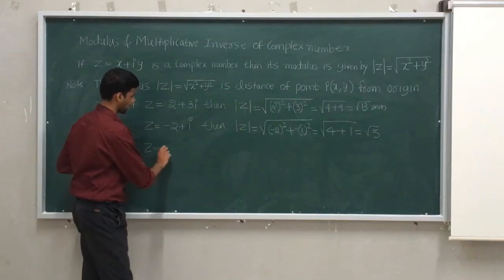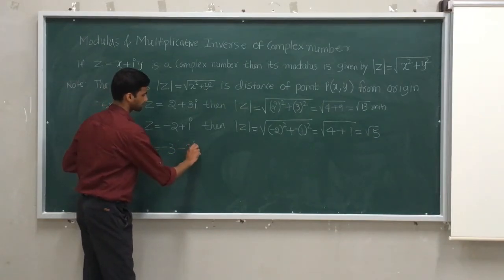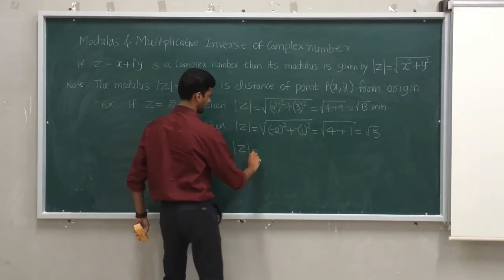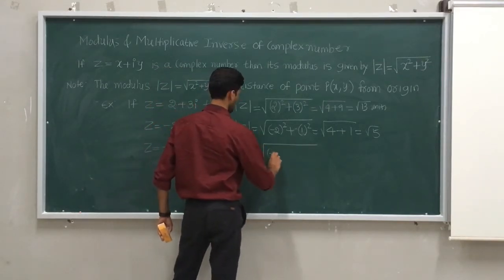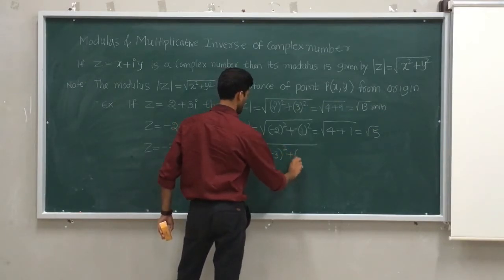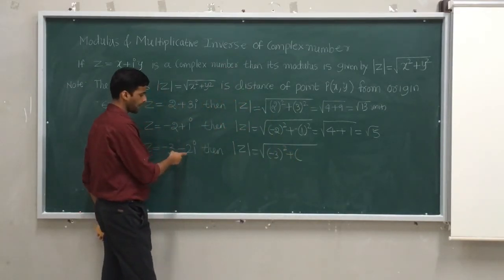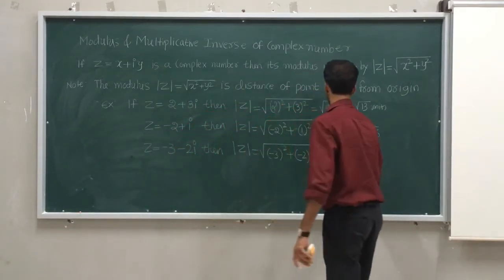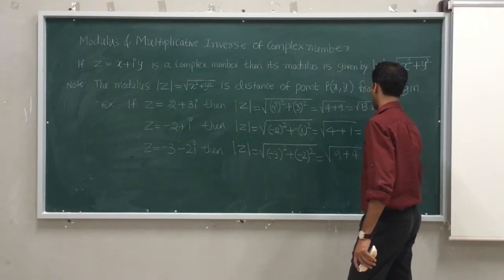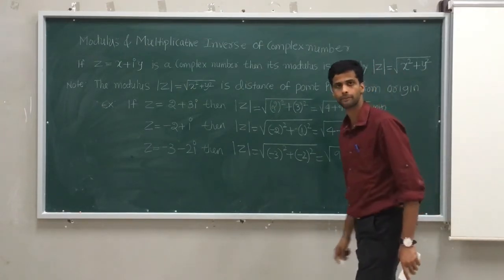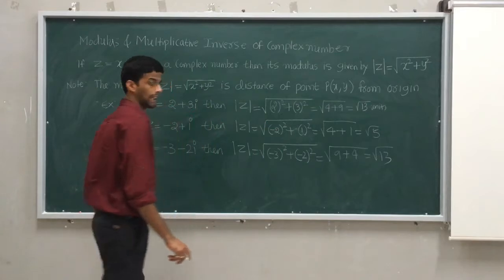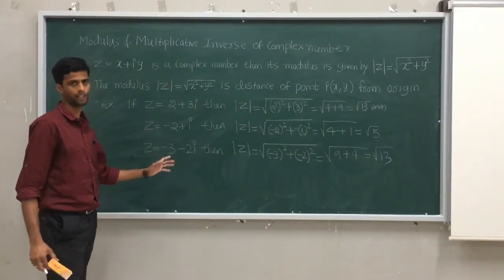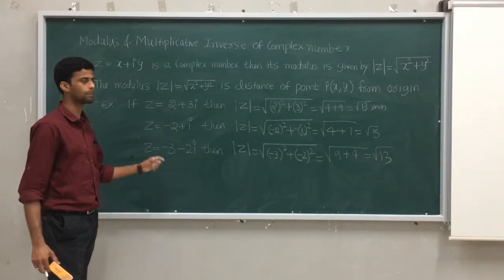If you have another question, minus 3 minus 2i, then mod z is equal to the square root of (minus 3) the whole square plus, what is the coefficient of i? Minus 2. So I'll write it as (minus 2) square, which is nothing but 9 plus 4, which is root 13. This is the way to calculate the modulus of a complex number. Do it systematically. Understood? So all you need is perfection.